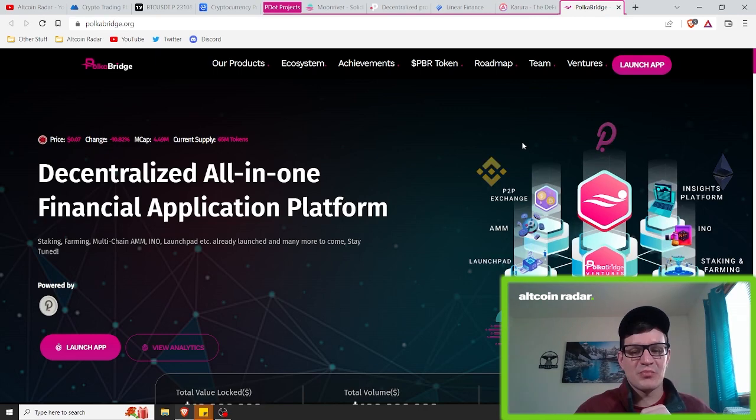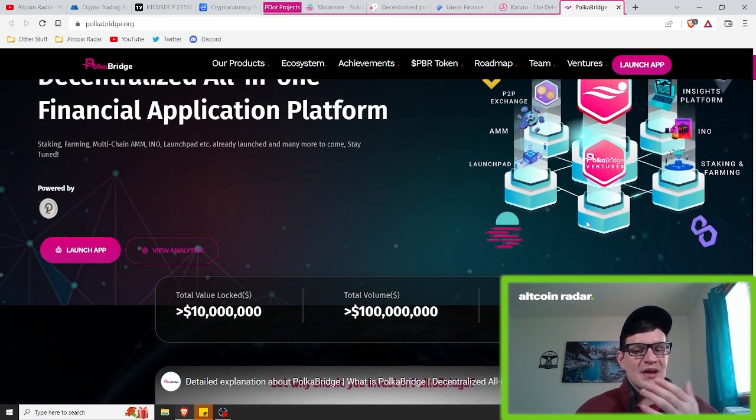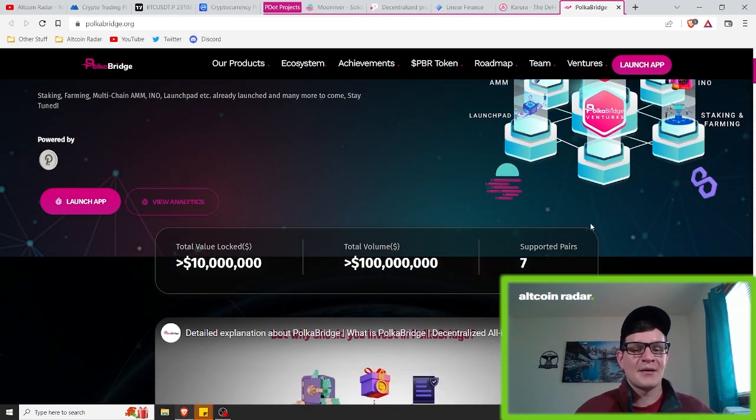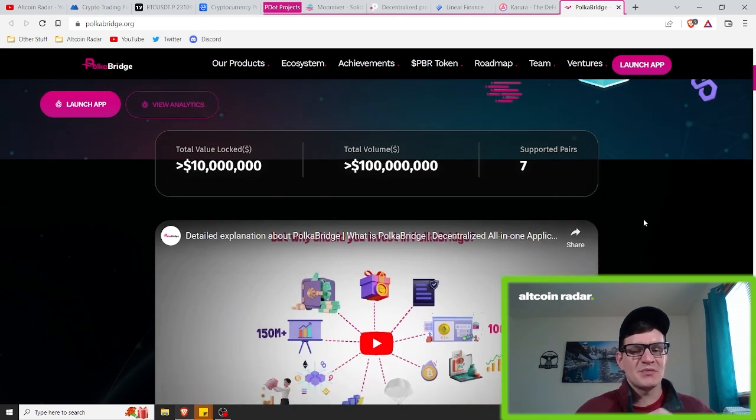Now, as far as the actual project is concerned, you can probably already guess what it is. If you guessed it being a bridge, then ding, ding, ding, you definitely guessed correctly. PokaBridge is a decentralized cross-chain protocol that's designed to act as the primary bridge between Polkadot and other blockchains. For those of you who aren't very familiar with what a bridge actually is, in basic, simple terms, a bridge is a tool that allows you to move coins from one blockchain to another.